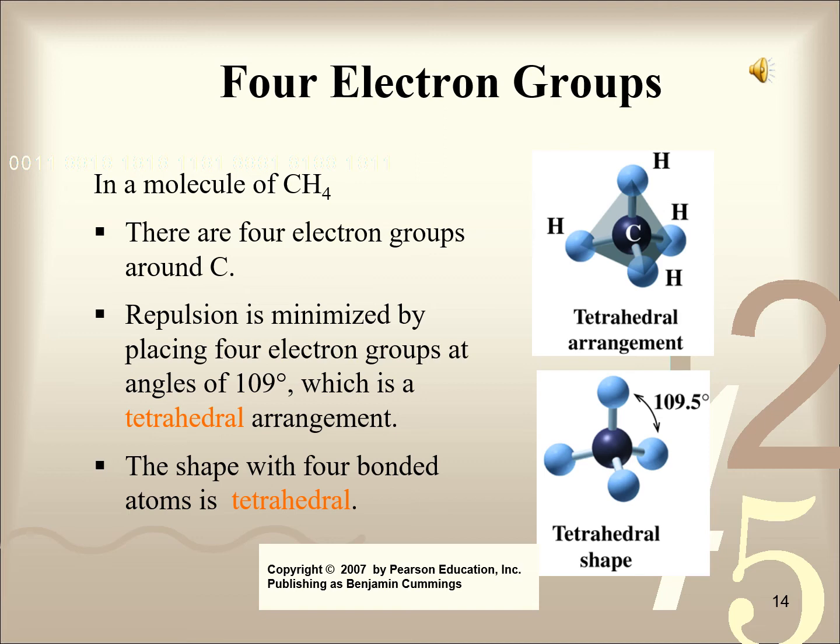Tetrahedral. Now what we're going to do is change up and make several shapes out of that tetrahedral by having some of those pairs of electrons around our central atom be unbonded. When all 4 electron pairs around a central atom are bonded, it's a tetrahedral. Let's look at what happens when one of those pairs is unbonded.